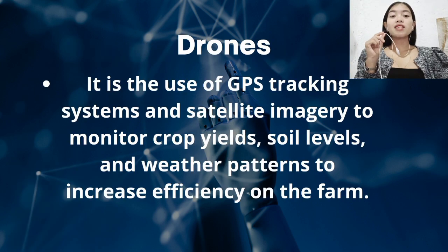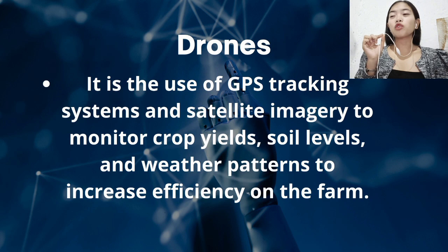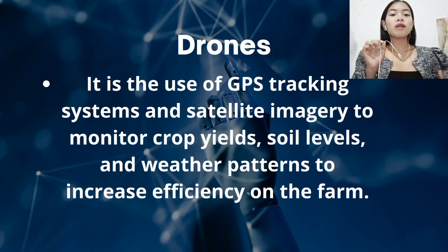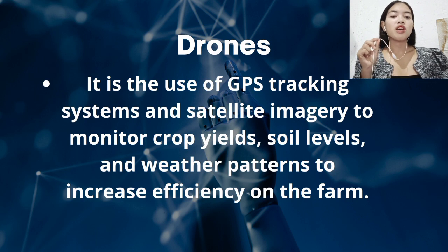The second one is the drones. So it is the use of GPS tracking systems and satellite imagery to monitor crop yields, soil levels, and weather patterns to increase efficiency on the farm. So by using drones, they can not only see all that is happening across the fields, but they can also use analysis from the findings to test the soil and the health of the crops.